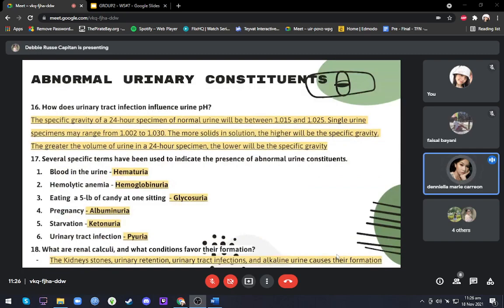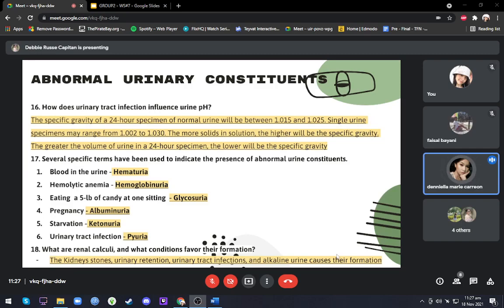Number 16, how does the urinary tract infection influence urine pH? The specific gravity of a 24-hour specimen of normal urine will be between 1.015 and 1.025. Single urine specimens may range from 1.002 to 1.030. The more solids in solution, the higher will be the specific gravity. The greater the volume of urine in a 24-hour specimen, the lower will be the specific gravity.